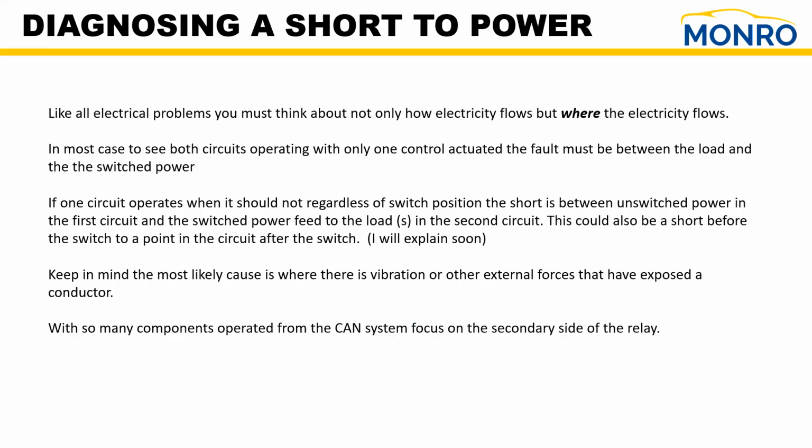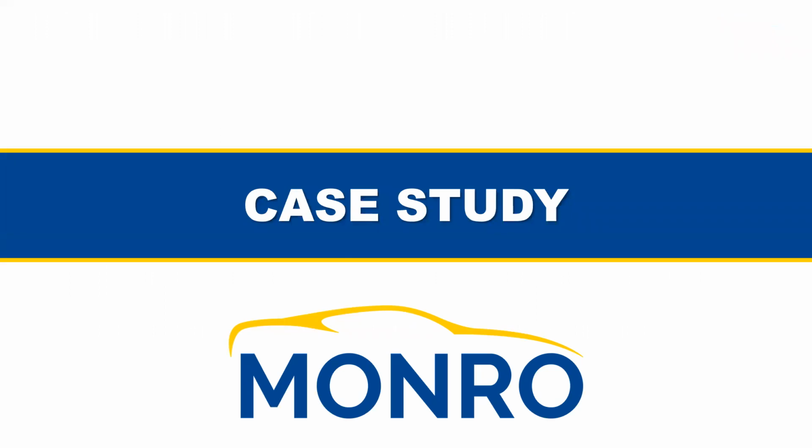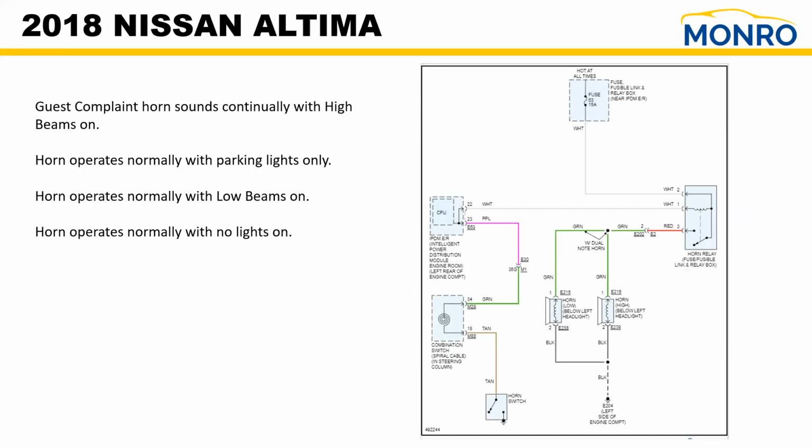Let's see what we're talking about and do a quick case study. We're going to take a 2018 Nissan Altima, and the guest complaint is simply that the horn sounds continually anytime they turn the high beam on. The horn appears to operate normally with the parking lights only, with the low beams on, and with no lights on.